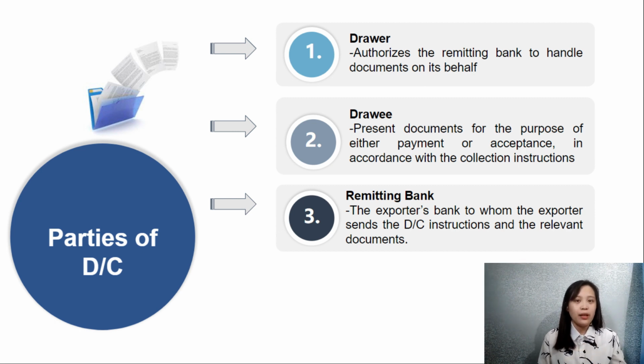Secondly is the drawee. A drawee is a party who is responsible to be presented the documents for the purpose of either payment or acceptance in accordance with the collection instructions. He or she is known as the buyer, the importer, or the payer of the draft in the DC. Thirdly is the remitting bank. The remitting bank is the exporter's bank to whom the exporter sends the DC instruction or any relevant documents to forward to the importer.